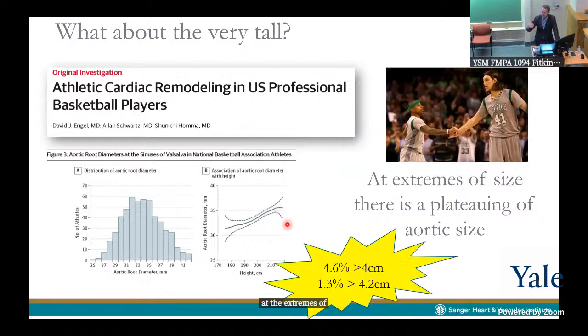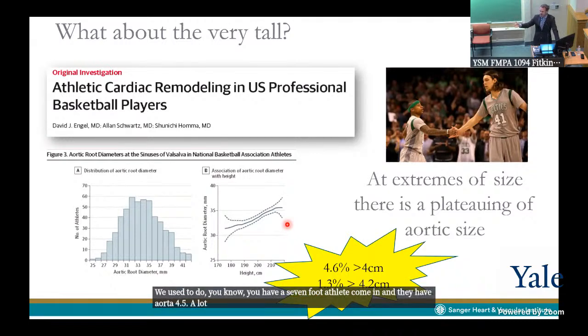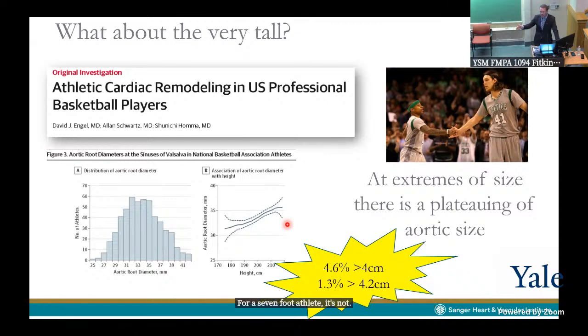So even in that population, and this was something that we used to do, you have a 7-foot athlete come in and they had an aorta of 4.5. A lot of times people used to say, well, that's just normal for a 7-foot athlete. It's not. It's abnormal for those athletes. Only 5% had an aorta greater than 4, and very rare to have an aorta greater than 4.2 in this cohort. Now, the aorta does definitely get bigger as we get older.